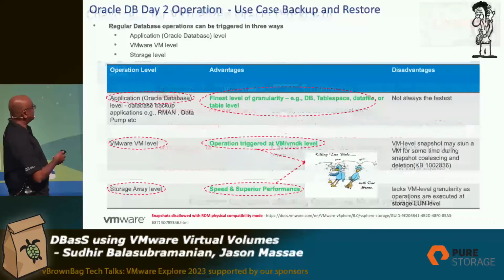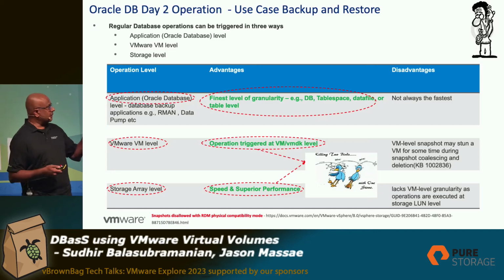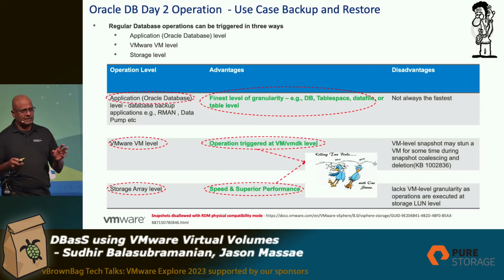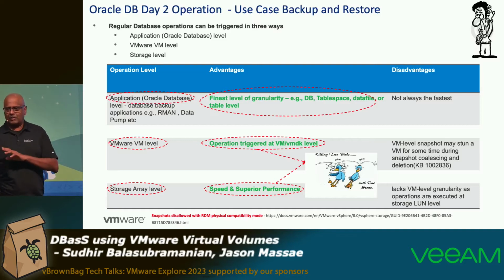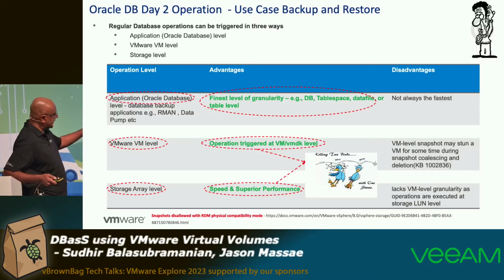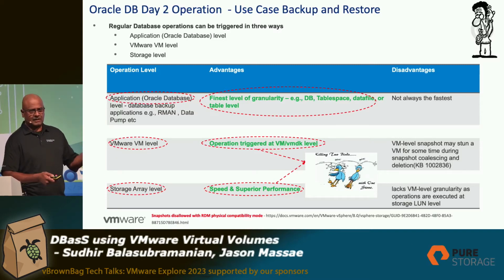Now let's look at a simple use case: backup and restore. The finest level of granularity that you can get in any of these day-two operations is always at the application level, not the VMware level, not the storage level, the application level, which means if I have to, let's say, back up a database, a tablespace, or a data file.